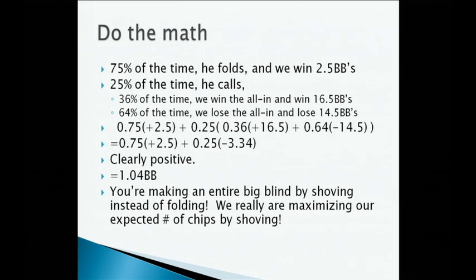Okay, so let's do the math. 75% of the time they're going to fold, and we're going to win 2.5 big blinds. Why is it 2.5 big blinds? There's the big blind that we're winning, there's the small blind that we're winning, and then there's the one big blind from the antes that we're winning. We count the small blind because even though we put it in, it doesn't matter who put it in the pot. The fact that it's already in the pot means we're winning the money.